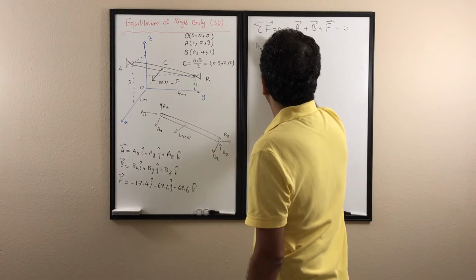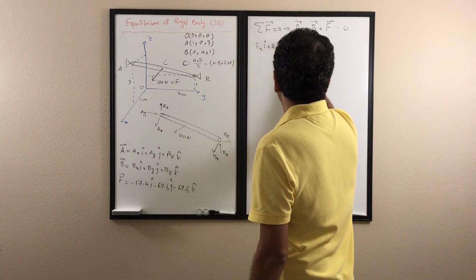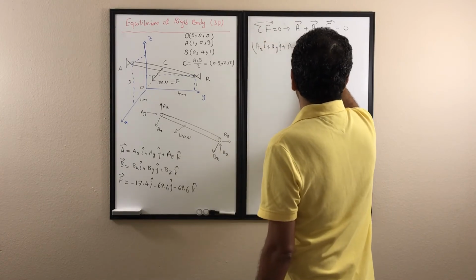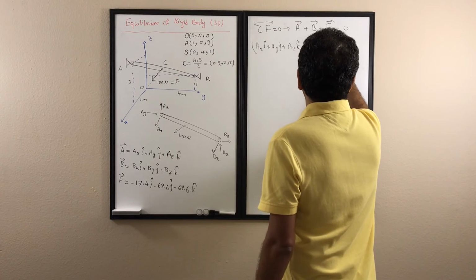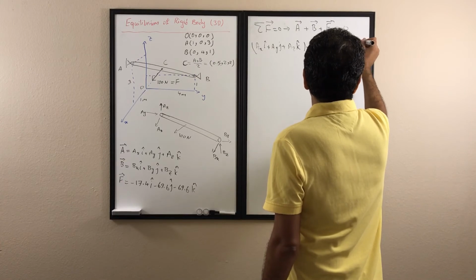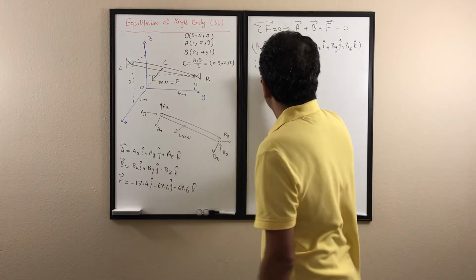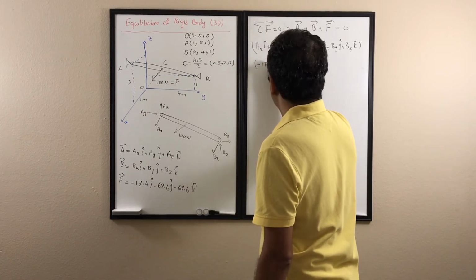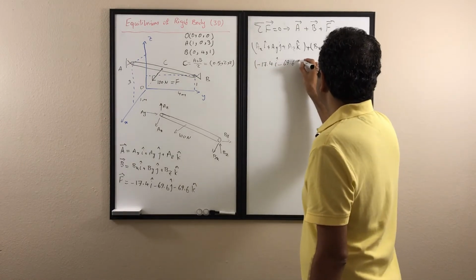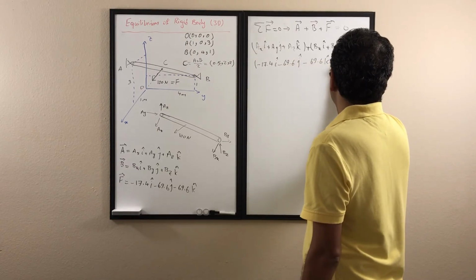AxI plus AyJ plus AzK. So this is the vector A. Then the vector B, which is BxI plus ByJ plus BzK. And then we have the vector F, which is negative 17.4 I, negative 69.6 J, negative 69.6 K, and this is going to be 0.